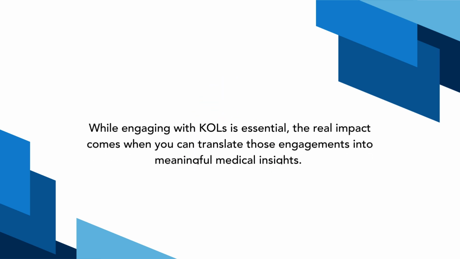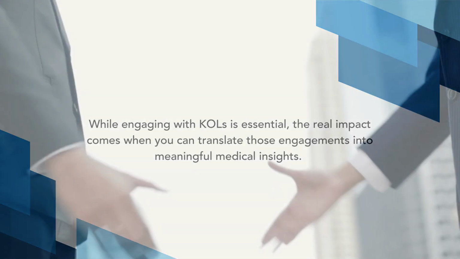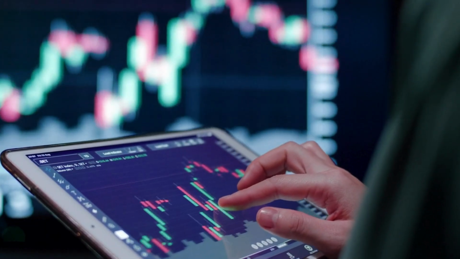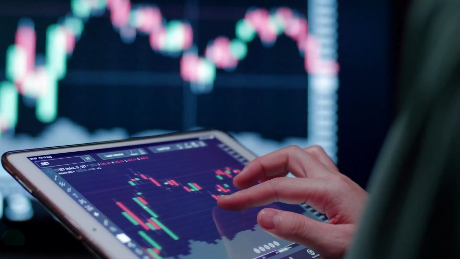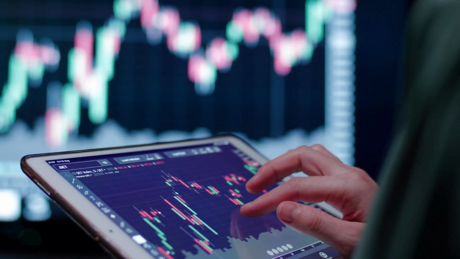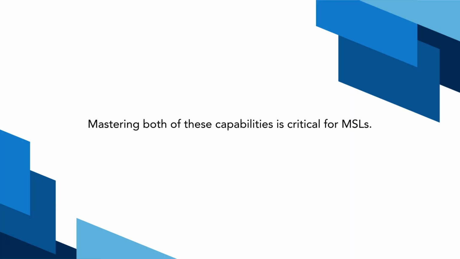As we wrap up today's tutorial, it's important to leave you with a key thought. While engaging with key opinion leaders is essential, the real impact comes when you can translate those engagements into meaningful medical insights. It's one thing to build strong relationships and foster scientific discussions, but it's another to analyze, interpret, and generate insights that can shape clinical practice and strategy. Mastering both of these capabilities is critical for MSLs.